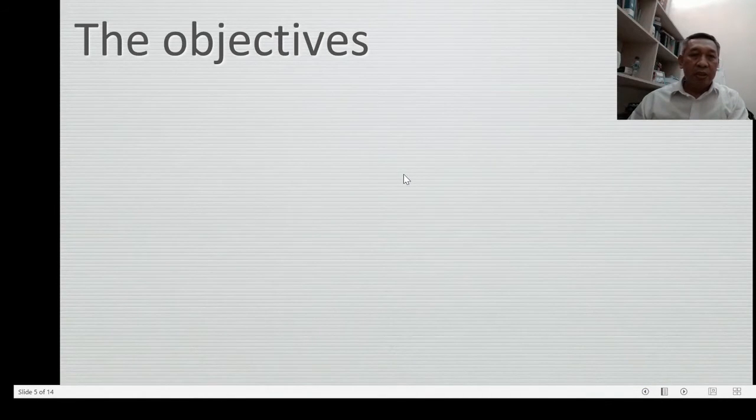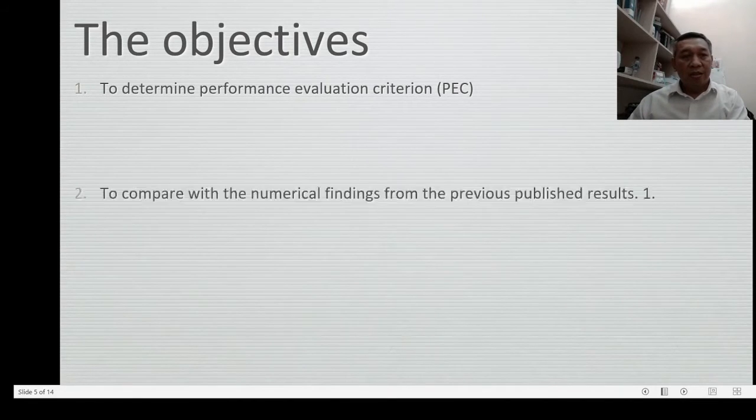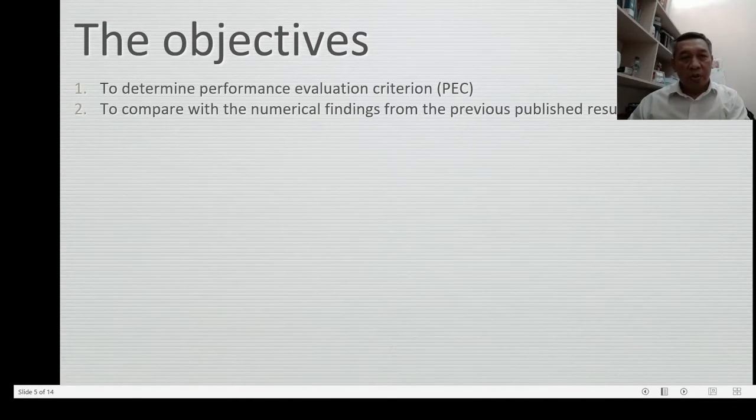The objectives of our research are two aims. The first is to determine the performance evaluation criterion, or PEC. The second is to compare with the numerical findings from previously published results.